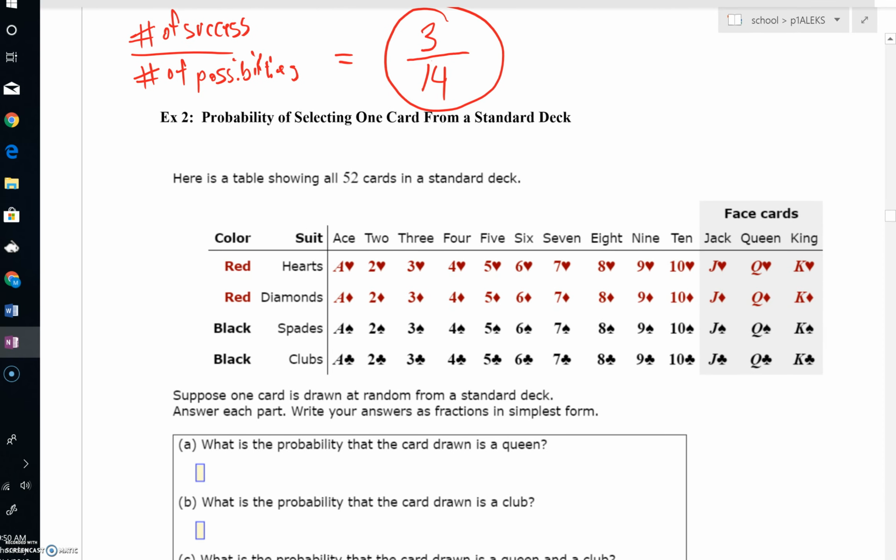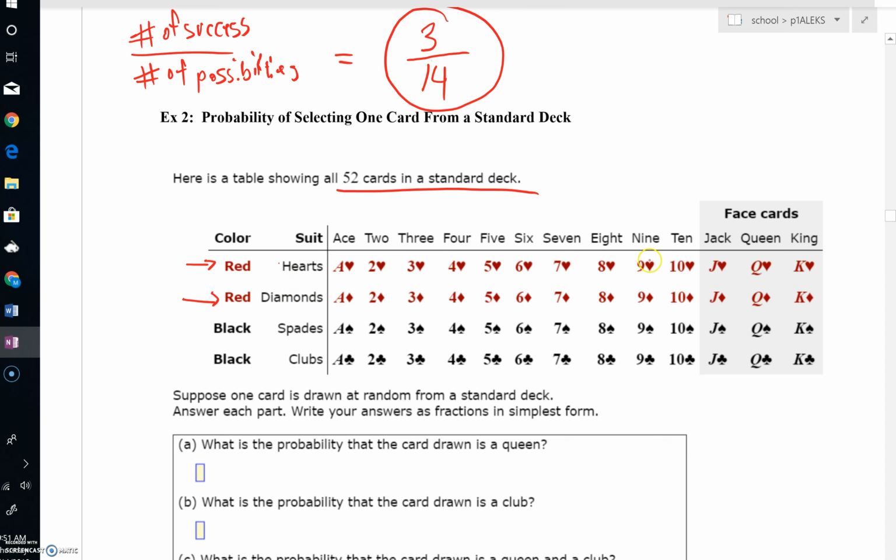Now, cards. Some students are very familiar with a deck of cards. Some maybe hardly at all. The wonderful thing is the book is going to give you a very thorough picture, in fact, which I'm very happy about. There are 52 cards in a deck. You're going to have red cards. There are actually 2 types of red cards. You could have hearts, you could have diamonds.